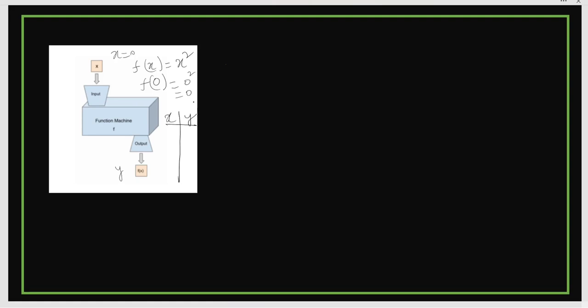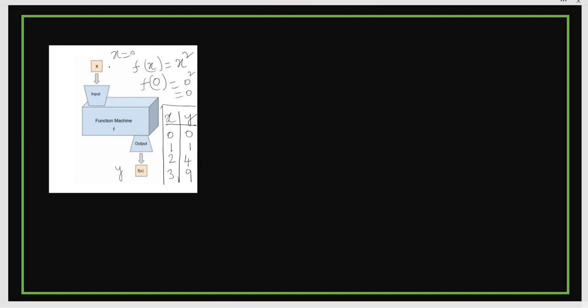Input x and output y, which is f(x). Suppose x is 0, the output y is 0. x is 1, y is also 1. x is 2, f(2) is 2 squared, which is 4. Like that, the function changes the input and gives you the output. It processes the input and gives you the output. For 3, it is 9. The function is x squared. So this is the basis for all functions.